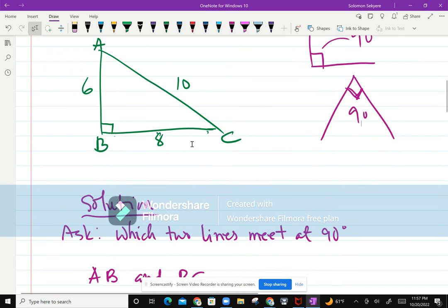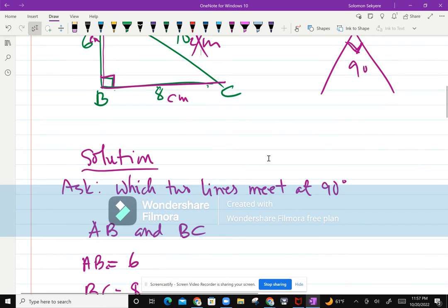Now you look at it. You see which two lines are perpendicular, which two lines meet at 90 degrees. I see AB and BC because of this sign. Those are the only two lines I need to calculate the area of a triangle. So forget about this 10 that's been given. Let's say this is centimeters and centimeters. So the two lines will be AB and BC.